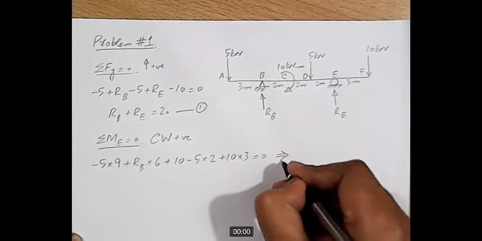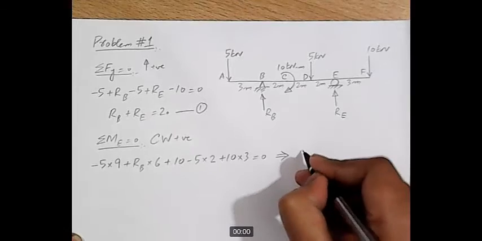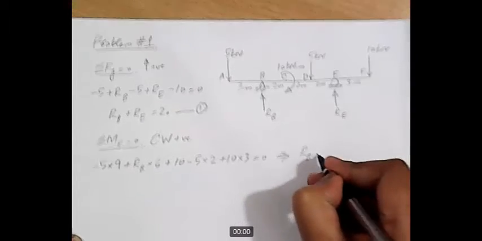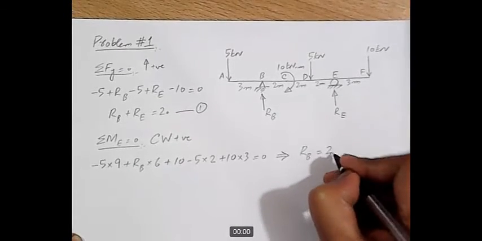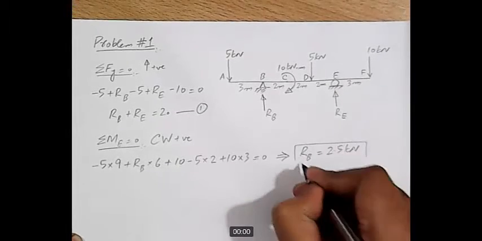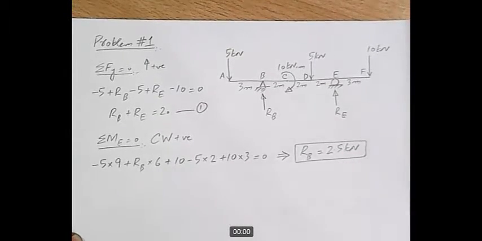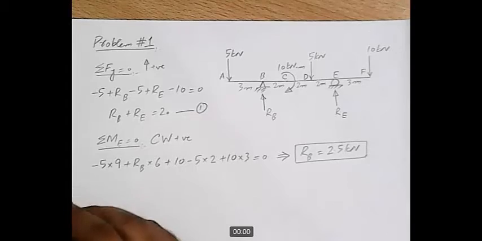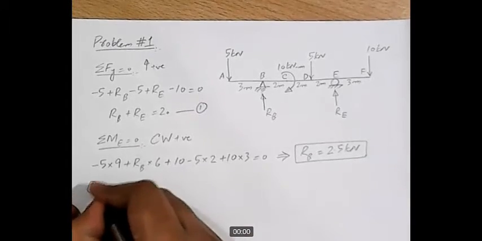Now if we solve this equation, we get RB equal to 2.5 kilonewton. So we have calculated one reaction, and we will get the other reaction from equation number 1.